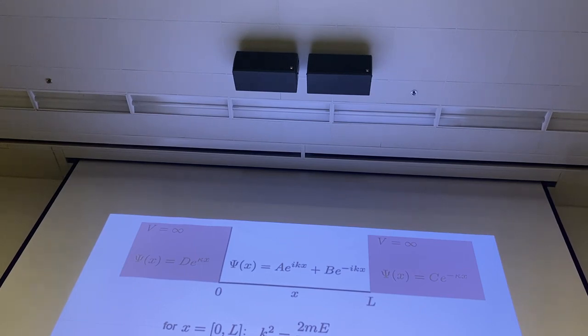What can I say about K? Well, the definition of K was given. When V equals 0, K is the square root of that. So the square of that, K squared, equals 2m times E over h bar squared. In the region between 0 and L, that is the value of k.